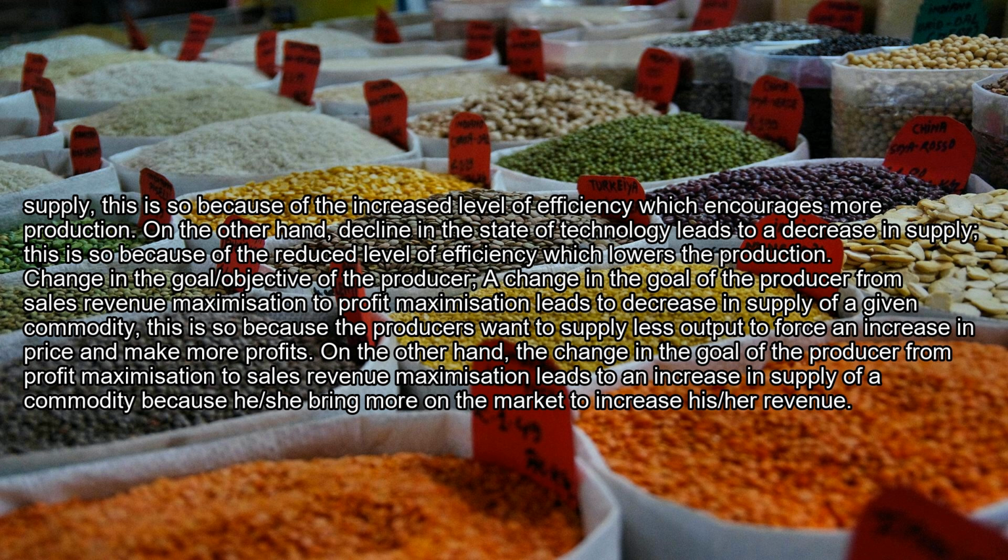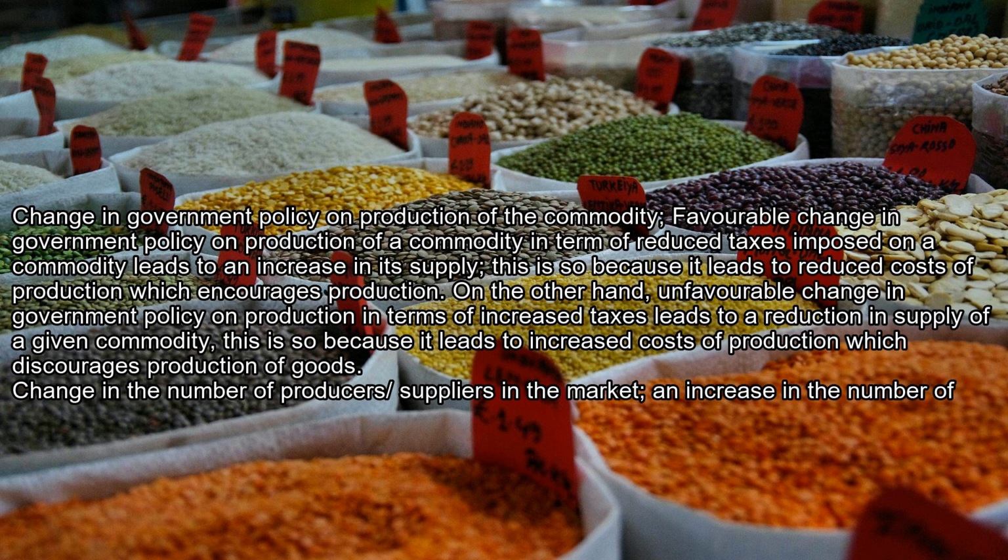Change in the goal or objective of the producer. A change in the goal of the producer from sales revenue maximization to profit maximization leads to a decrease in supply of a given commodity. This is so because the producers want to supply less output to force an increase in price and make more profits. On the other hand, the change in the goal of the producer from profit maximization to sales revenue maximization leads to an increase in supply of a commodity because he or she brings more on the market to increase his or her revenue. Change in government policy on production of the commodity.